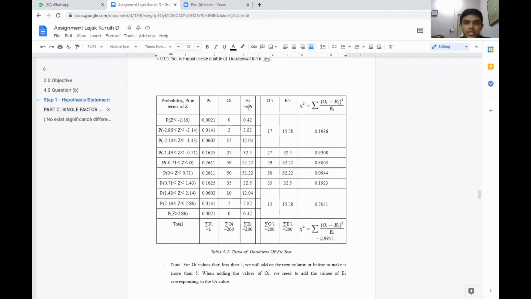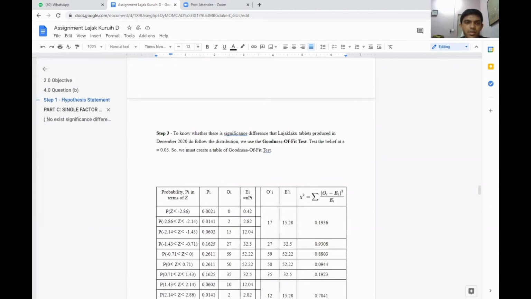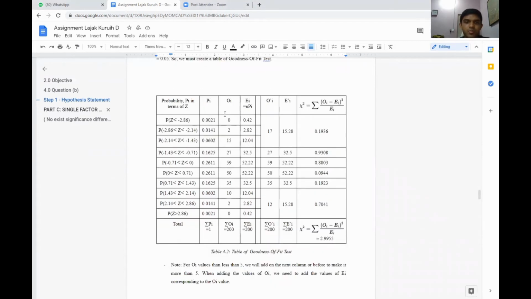So EI is N multiplying with the PI. So N from our Excel, from our Excel Pil Lajakkuruih set D, the N is 200, which is the sample data. Okay, so 200 multiplying with the PI, which is 0.0021, we will get 0.42. Okay, so these are the same steps. We'll be doing all the columns.